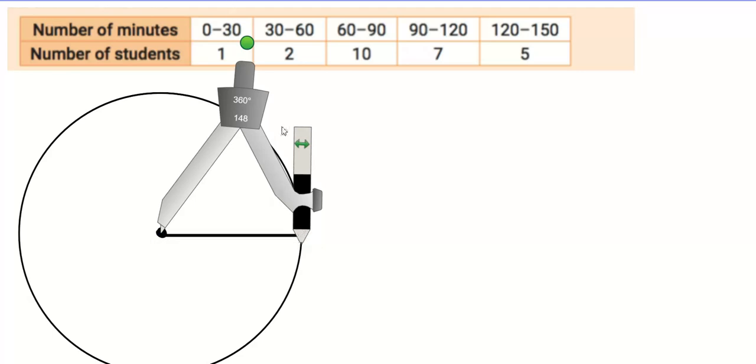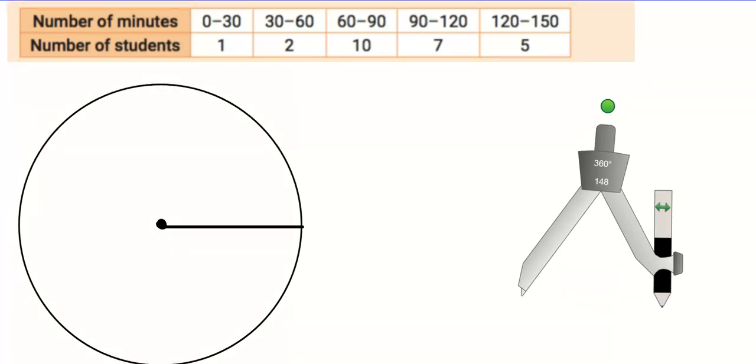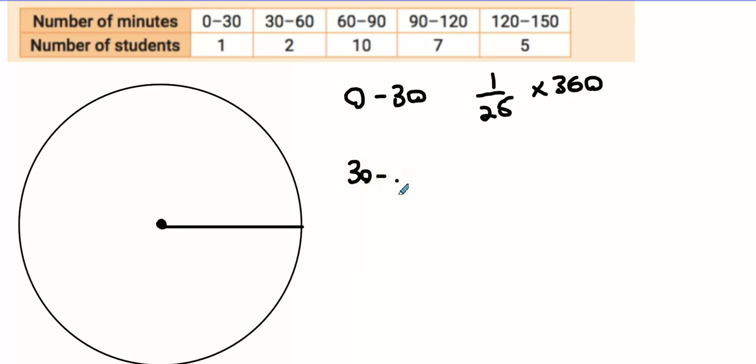Now, what we're going to have to do next, guys, is change this into degrees. Now, here's what you're going to do. Looking? 0 to 30 is 1 out of 25 people. Would you agree with that? And 1 out of 25 people, multiply that by 360. Is that okay? Next one. 30 to 60 is how many people? 2 out of 25 multiplied by 360.